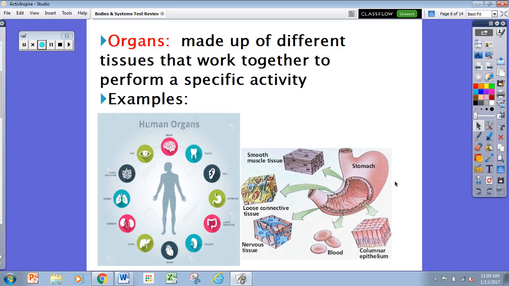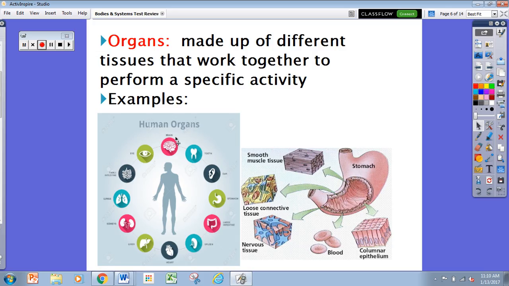If we look at this picture right here of the stomach, it shows the stomach is an organ and it's made up of many different tissues. There's smooth muscle tissue, there's loose connective tissue, nervous tissue, blood, columnar epithelial tissue. There's multiple different tissues all working together to make up the stomach, which has to do a more complex job than any of these individual tissues by itself.